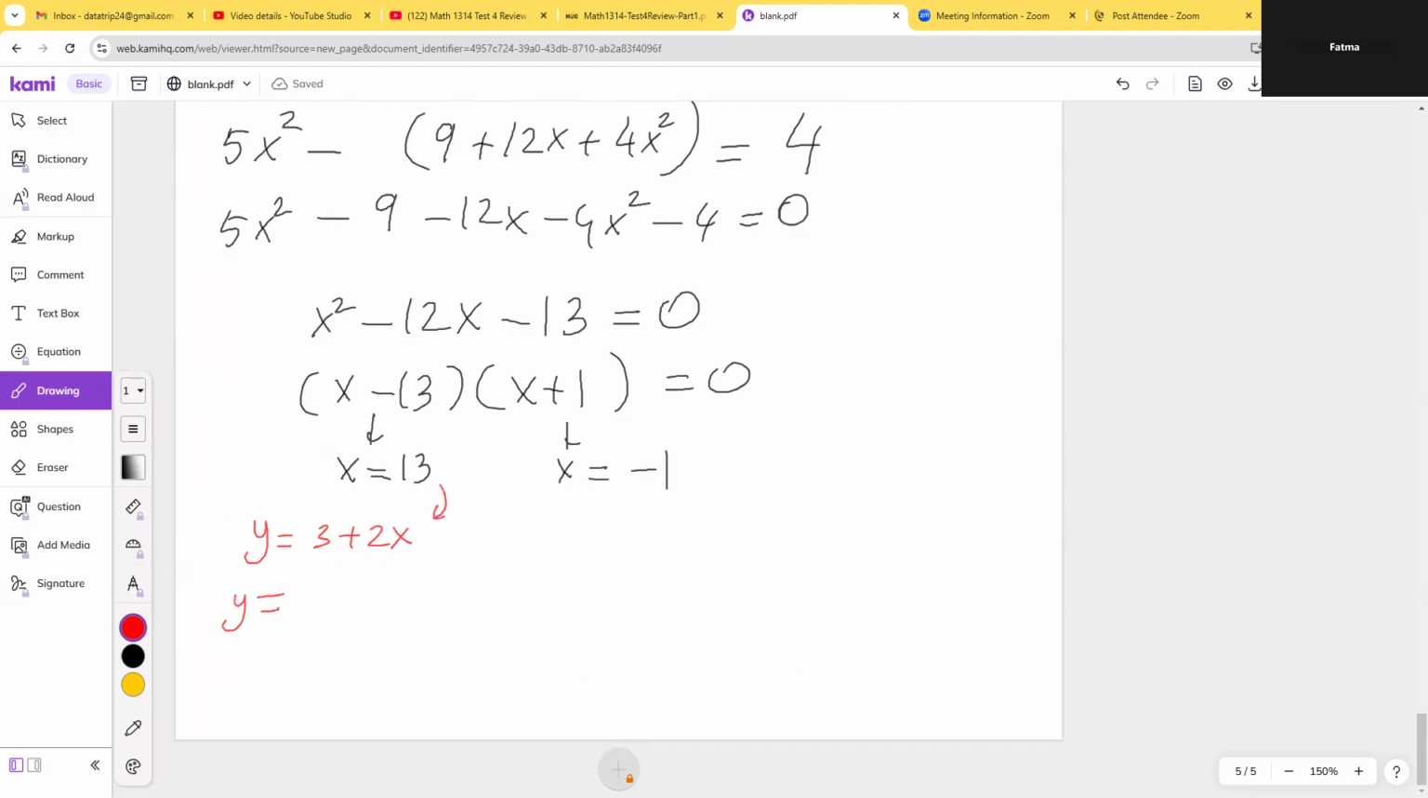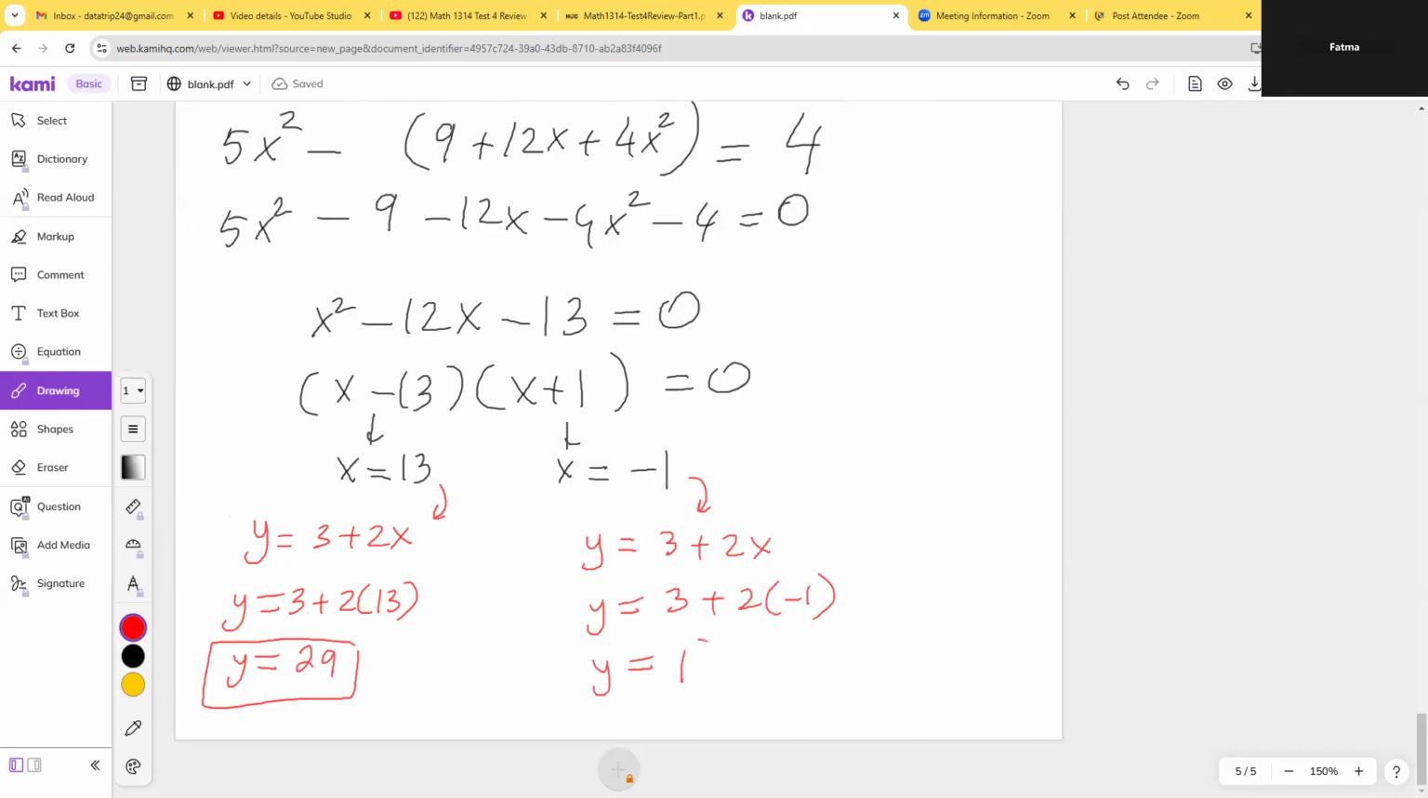For 13, I need 3 plus 2 times 13. So 2 times 13 is 26. 26 plus 3 is 29. That's one of the y coordinates I will get. Here, again, the same formula, y is always equal to 3 plus 2x. But this time, I'm going to plug in negative 1. So 3 plus 2 times negative 1. That's equal to 1.